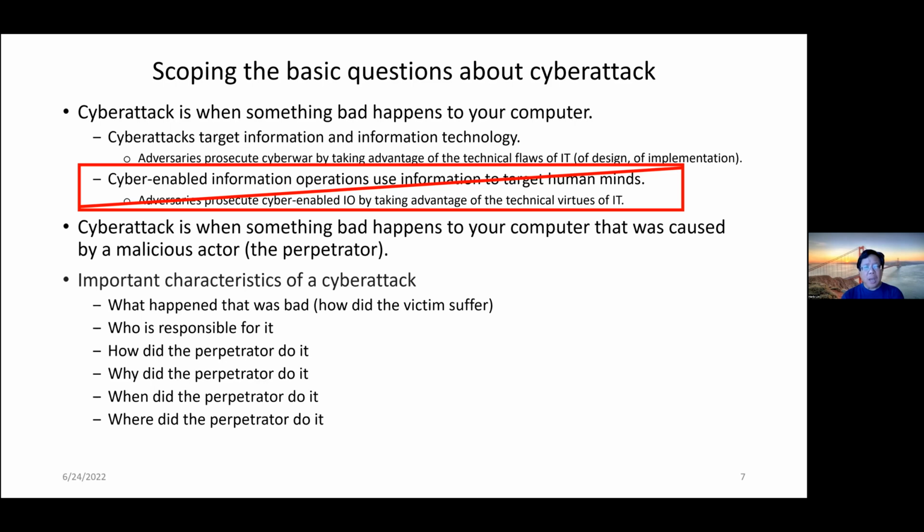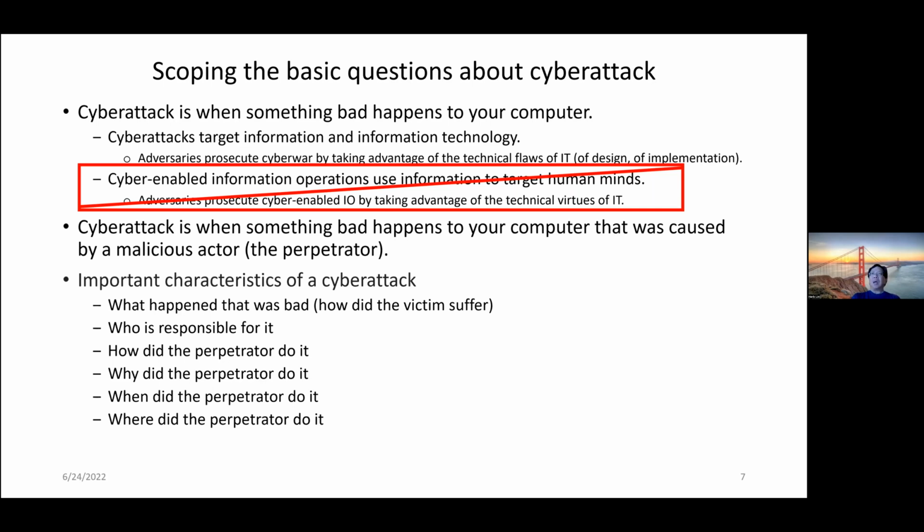Now, to try to identify the relevant characteristics of a cyber attack, I want to focus on what really comes out of basic journalism school about questions that reporters are expected to ask. What happened that was bad? That is, how did the victim suffer? Who was responsible for it? How did the perpetrator do it, and why did the perpetrator do it, and when and where? And all of those words, the how, the why, the when, the who, the what, they have specific meanings in this context of understanding cyber attack.